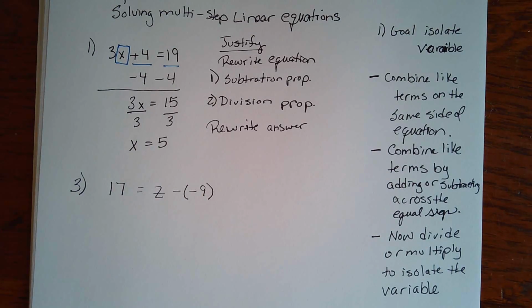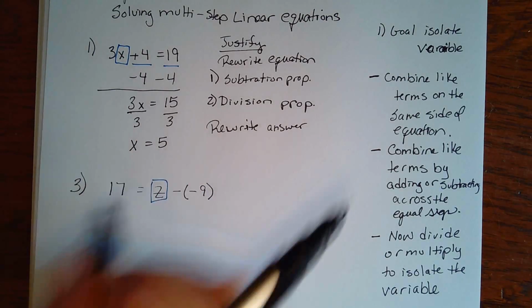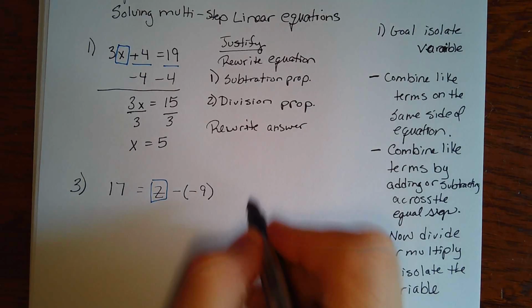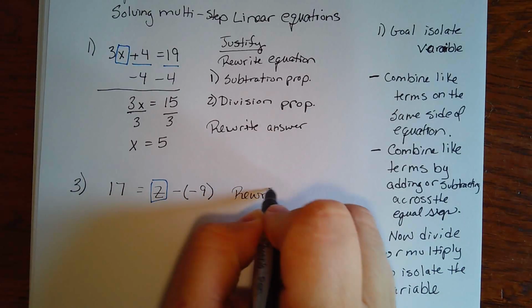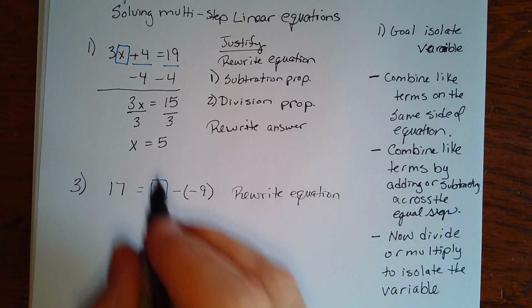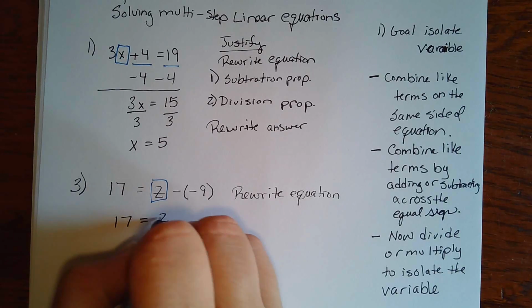All right, folks. So let's look at this. The goal is to isolate the variable. Here is my variable. And we do not have to worry about combining like terms on the same side once again, but what we could do is rewrite that double negative. We have 17 is equal to z minus a negative 9. That's a little too many signs in between the z and the 9. So let's rewrite the equation, this time with an actual purpose, and just rewrite it. So it's going to be 17 equals z plus 9.